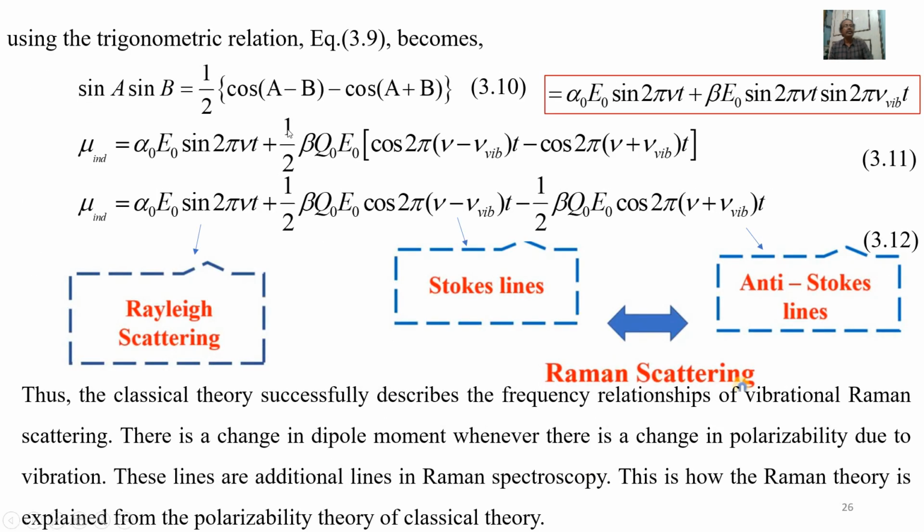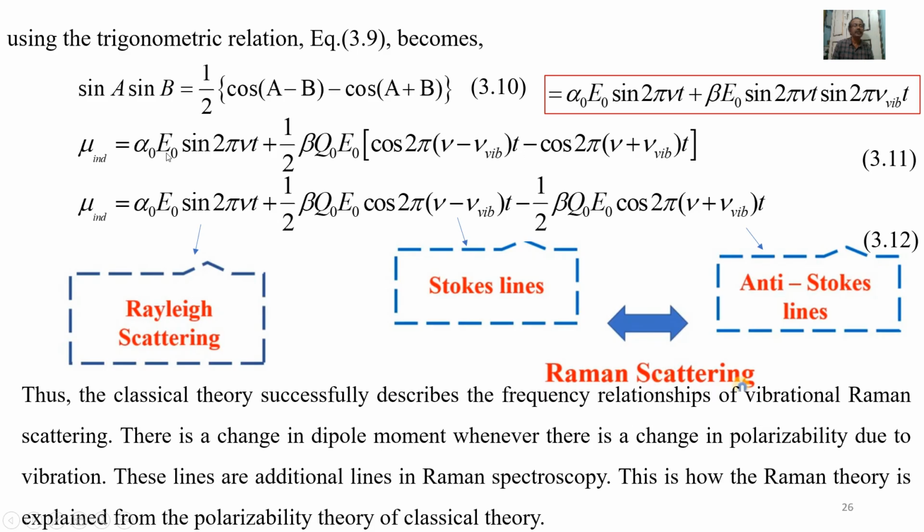Using the trigonometric relation, equation 3.9. So this is 3.9. We have mu induced equals this expression. We are going to use this trigonometric relation, sin A sin B, which is equal to 1/2 [cos(A minus B) minus cos(A plus B)]. Use this relation and equation 3.9 becomes exactly like this, 3.11.